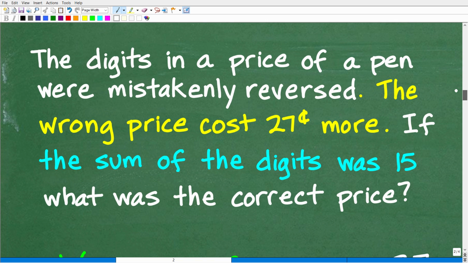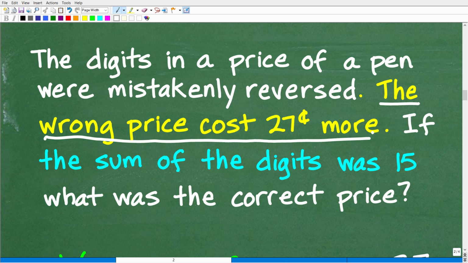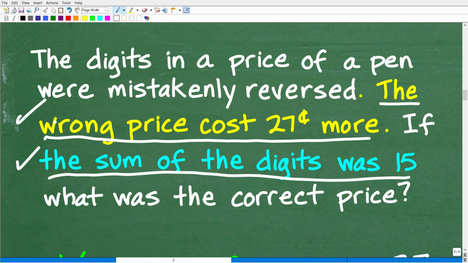Okay, so we're going to have to go back to the rest of the information in the problem because obviously there's a lot of clues here. So the first piece that we want to look at is that the wrong price costs 27 cents more than the correct price. All right, so this right here we can build an equation with. And then the second part of this problem is the sum of the digits was 15. And this right here is going to allow us to build another equation. So we're going to have two separate equations, two variables, and then of course we'll have everything we need to solve this system and figure the problem out.